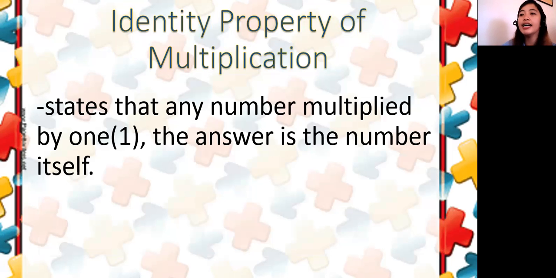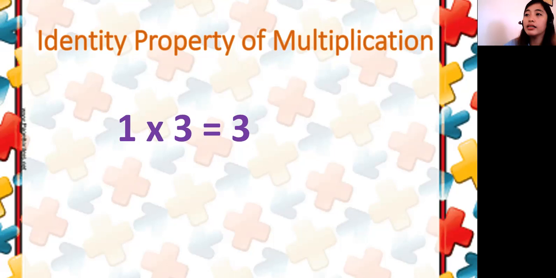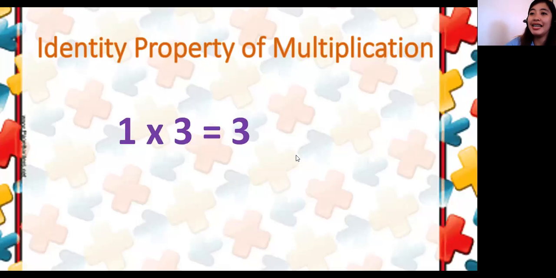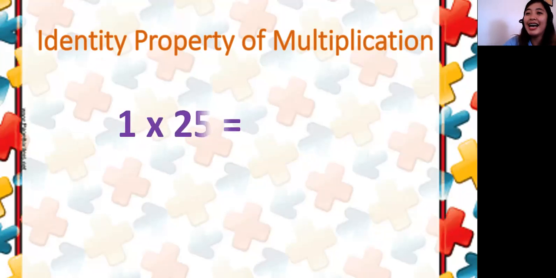One of the easiest. Okay, I have here identity property of multiplication. What is 1 times 3? That's also 3. Okay, next. How about 10 times 1? It's also 10. Okay, say it aloud. How about 1 times 25? What's your answer?